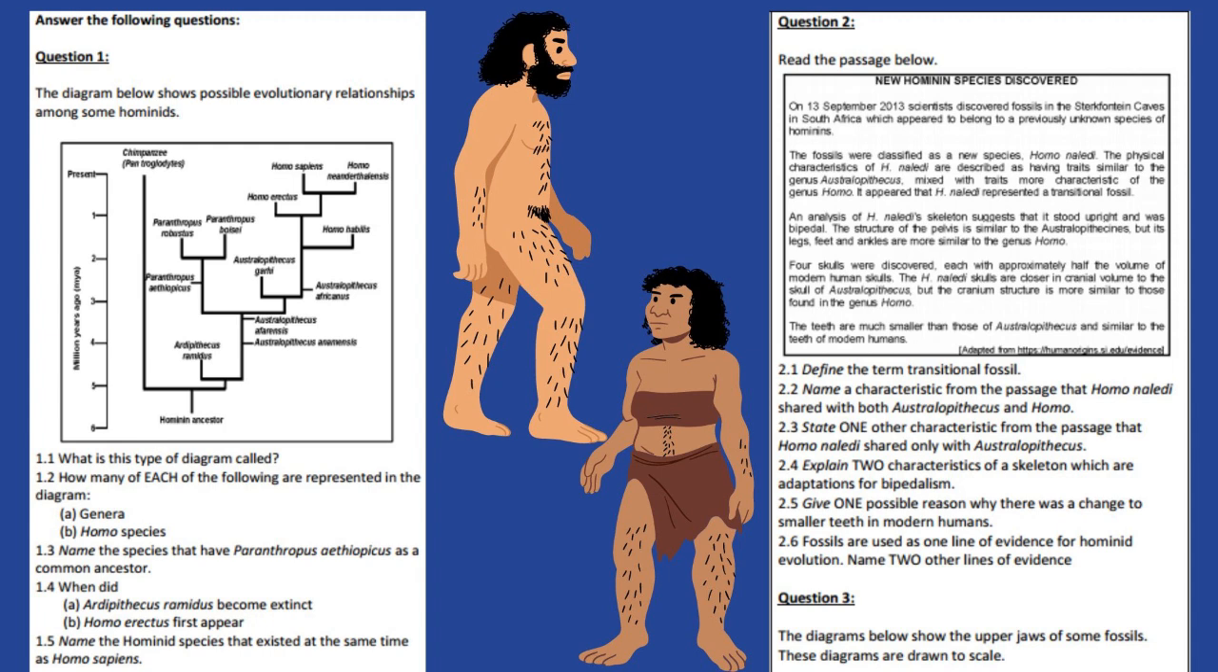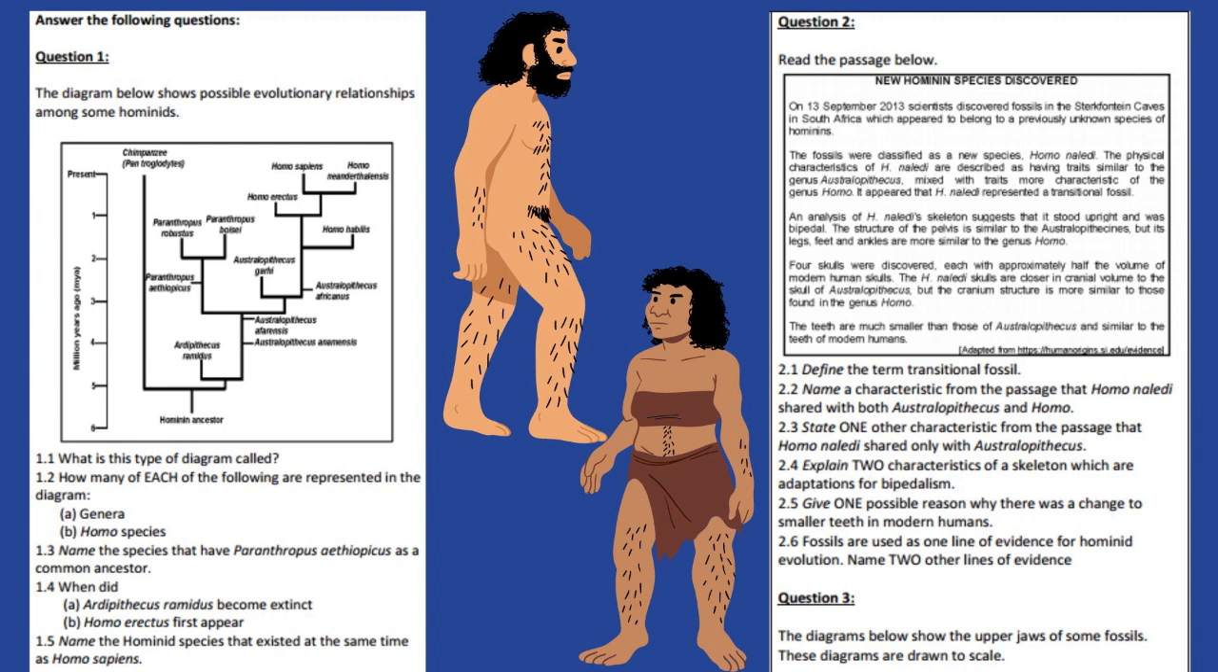2.2 Name a characteristic from the passage that Homo naledi shared with both Australopithecus and Homo. 2.3 State one other characteristic from the passage that Homo naledi shared only with Australopithecus. 2.4 Explain two characteristics of a skeleton which are adaptations for bipedalism. 2.5 Give one possible reason why there was a change to smaller teeth in modern humans.